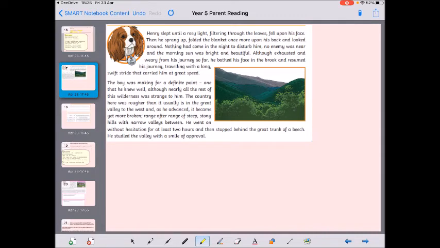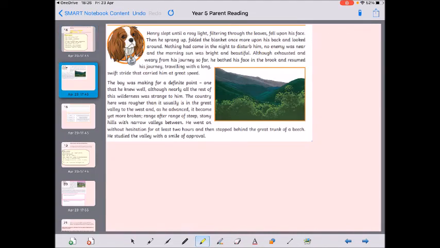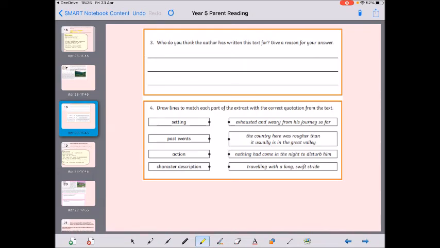Here is an example of a chapter which is linked to these two content domains. And here are examples of questions. Who do you think the author has written this text for? Give a reason for your answer. The children may also be asked to match each part of an extract with a direct quotation from the text. So here they have got the setting, past events, action and character description, and they have quotes from the text on this side that they would then have to match them up to.